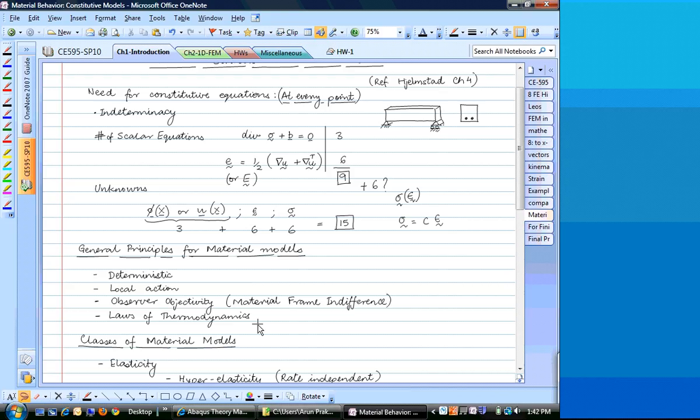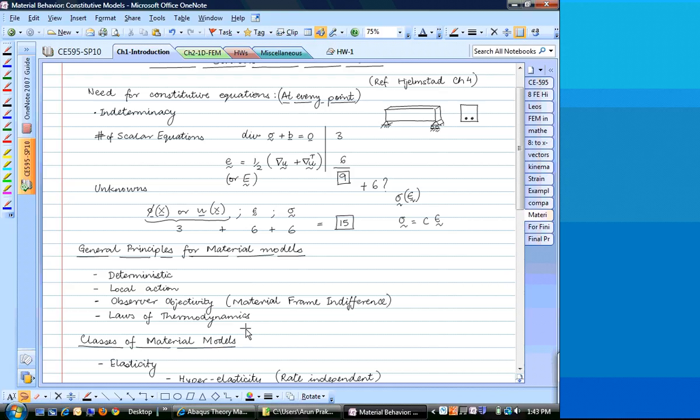Conservation of energy, right? If you apply some stresses to your body, it should not be creating energy, right? We cannot solve the energy problem of the world just by making a material model. So the first law of thermodynamics says that when you do work on the material, loading and unloading, it should not be creating energy. The second law of thermodynamics says entropy has to always increase in a closed system.